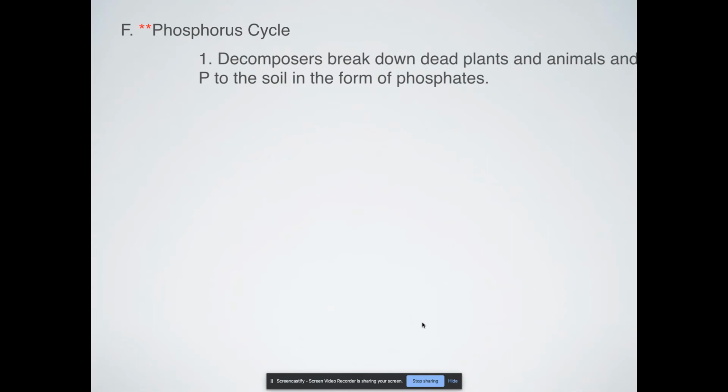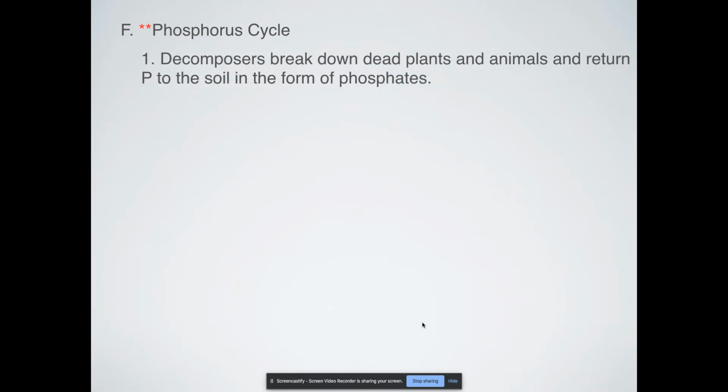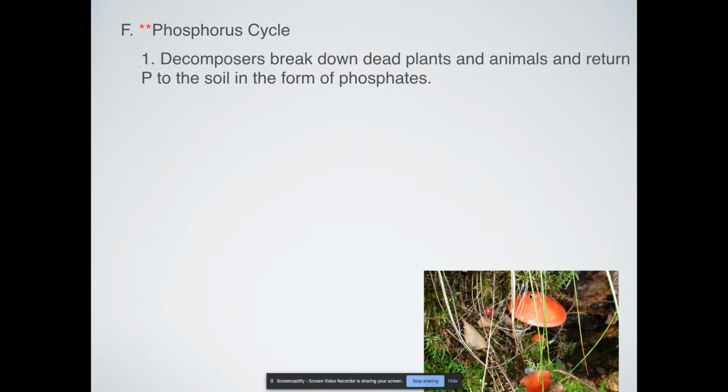Now, the phosphorus cycle. This is going to be the last cycle we talk about, but the phosphorus cycle has two parts to it. We're not really going to focus on one of those parts, but we will be focusing on this specifically, decomposers. So decomposers break down dead plants and animals, and in the process, they return phosphorus to the soil in the form of phosphates. So again, phosphates are ions. Little mushrooms and stuff, like decomposers. They're the ones that help to fix phosphorus for us.